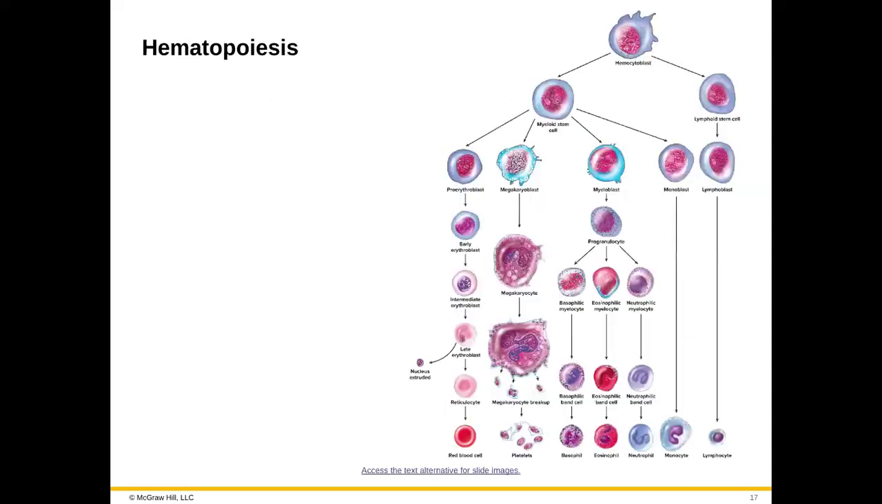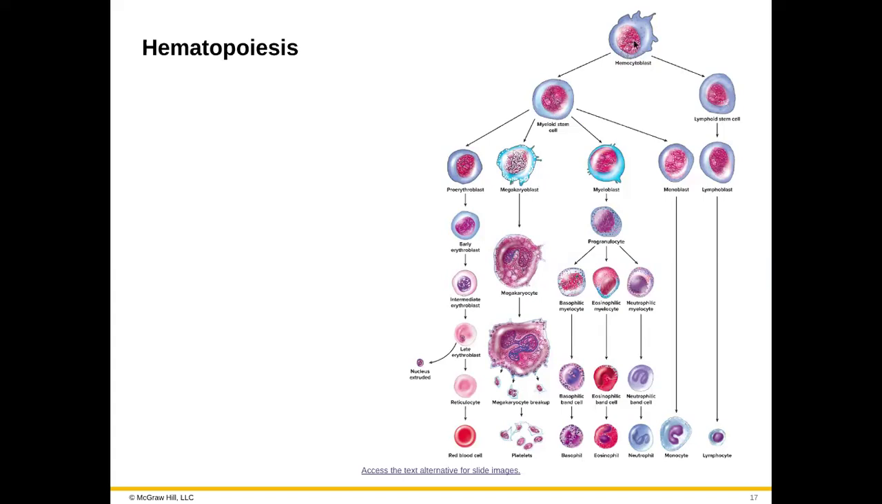Now, this image might be a little hard to see, but I would zoom in and blow it up on your computer. But this is a good way to remember the lineage of how we're creating all these various formed elements. So we have our hemocytoblast here, which can then differentiate into a myeloid stem cell or a lymphoid stem cell. Remember, now these are not showing the two cells that divided from this.